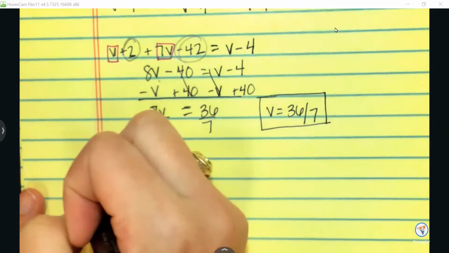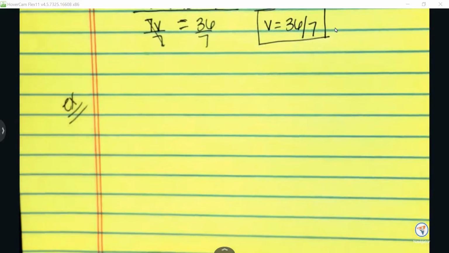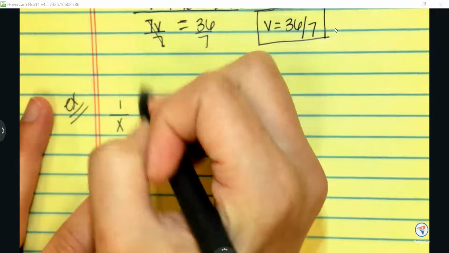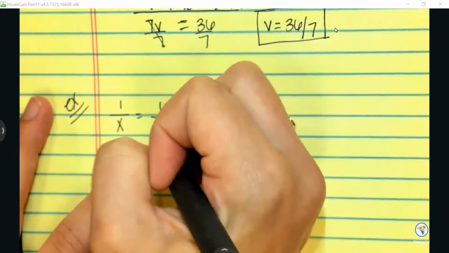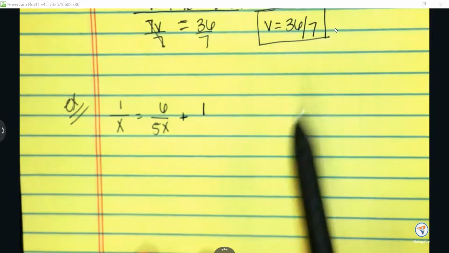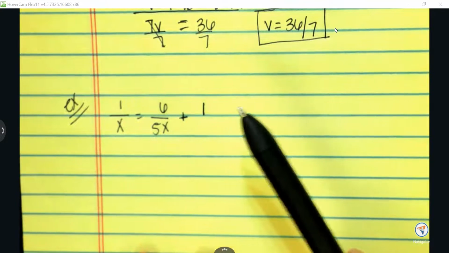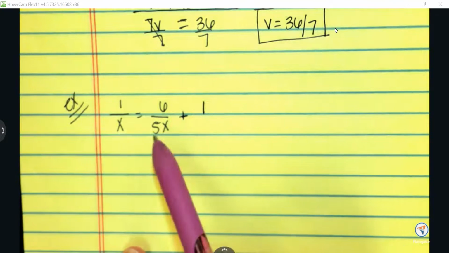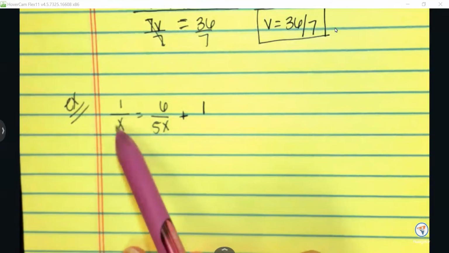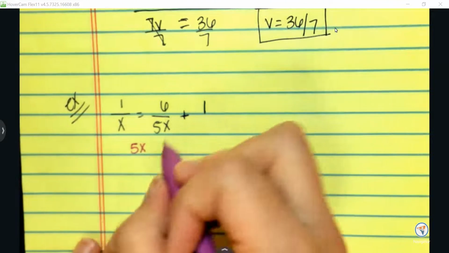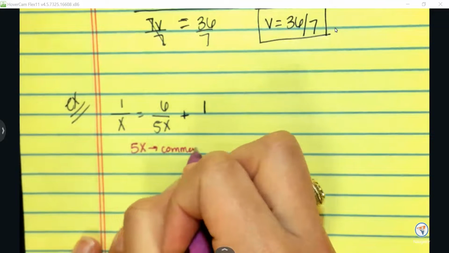Example number 2. We're just going to keep working examples till we catch on to what we're doing, right? So example number 2 says 1 over x equals 6 over 5x plus 1. So I need a common denominator. What is my common denominator going to be? 5x. This one has an x, but it's missing the 5 that the one on the right has. So my common denominator is going to be 5x.